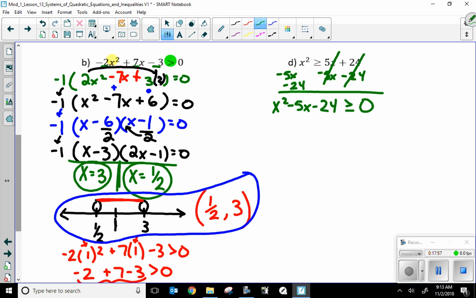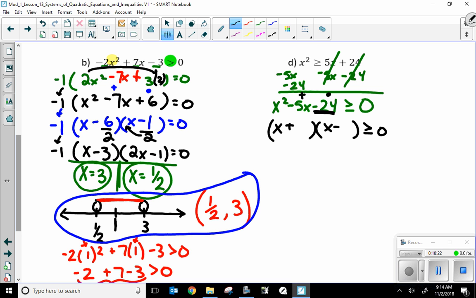Well, this is a million times easier than the previous two we've done. We don't have to slip and slide or anything because now it's a product sum. What multiplies to negative 24 and adds to negative 5? Well, if I know anything about multiplication, and we all should at this point, in order to get a negative product, I need to multiply a positive times a negative.